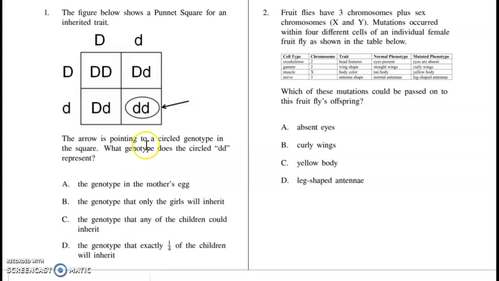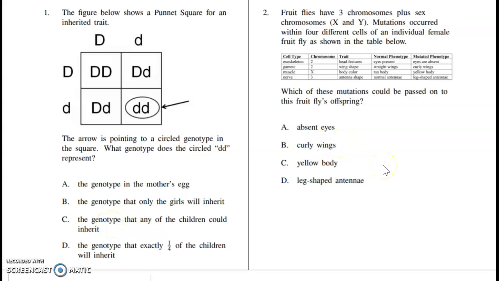C would be the correct answer because any child has the potential, 1 in 4 potential, of inheriting that little d. So you could actually get 4 children and all of them have the little d. It's not probable, but it is possible. It doesn't tell us that absolutely for sure 1 out of 4 kids is going to have that genotype. It tells us that there's a 1 out of 4 chance, that each and every child has that same probability. Each child that they conceive has a 1 in 4 chance of getting that. So the genotype that any of the children could inherit.